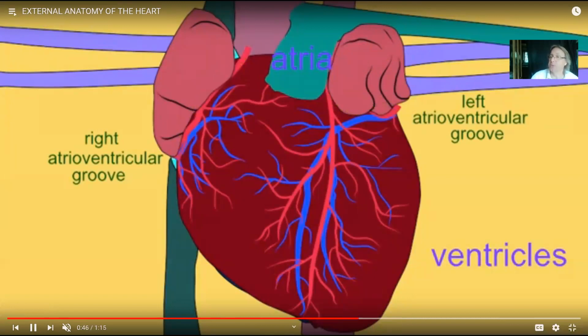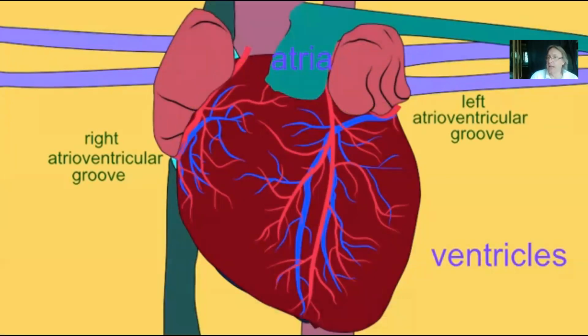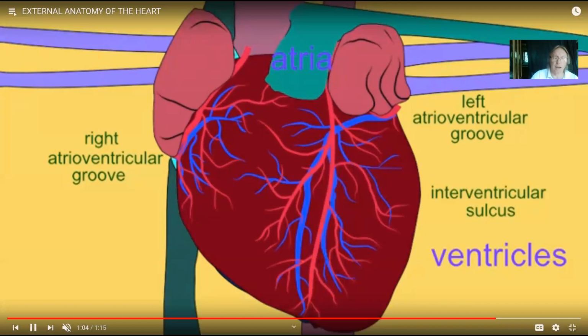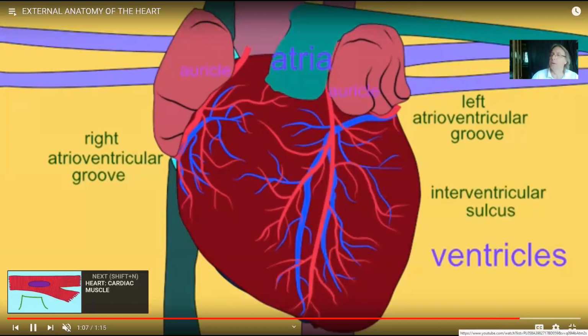And we have blood vessels here. When I talk about heart disease in the upcoming video, it is clots and blockages in these blood vessels of the heart, which then can lead to the death of muscle tissue and cause a heart attack. So these blood vessels which lie in these grooves are very important.